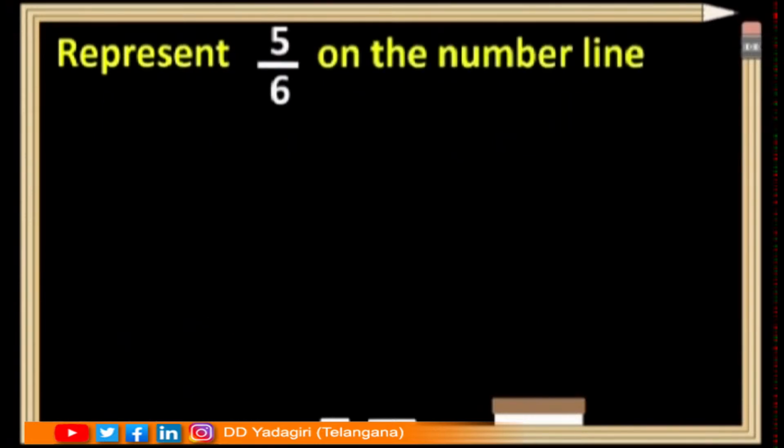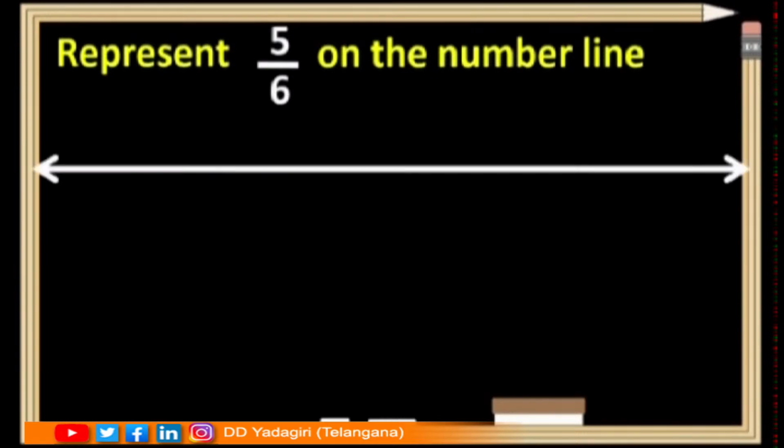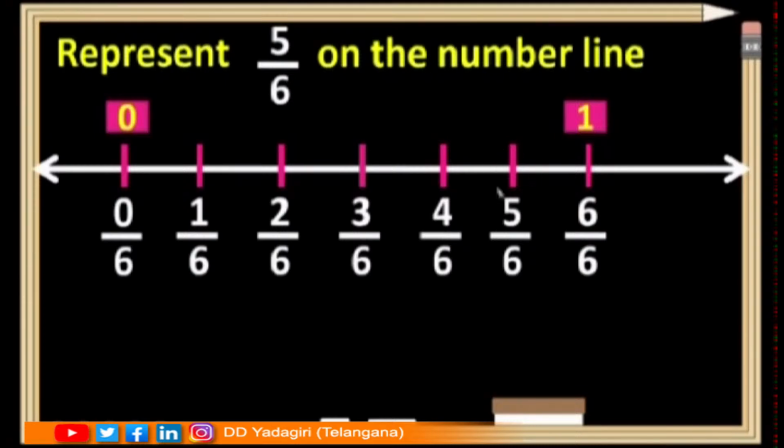Represent 5 by 6 on the number line. In the same way, here 5 by 6 is a proper fraction. Already we have learned that the value of a proper fraction lies between 0 and 1. So 5 by 6 lies between 0 and 1. In the denominator of 5 by 6 we have 6. So divide this unit into 6 equal parts. The fifth point on the right side of 0 represents 5 by 6. So this is 5 by 6. So like this we can represent given rational numbers on the number line.